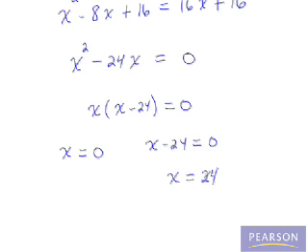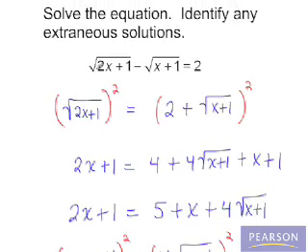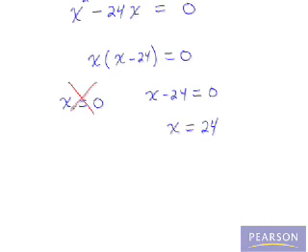So currently we have 2 possible solutions, 0 or positive 24, and we need to check our solutions by substituting them into the original problem. So let's check out 0 first. When we go up to the original problem, 2 times 0 is 0. 0 plus 1 is 1, and the square root of 1 is 1. Again, letting x be 0, 0 plus 1 is 1, and the square root of 1 is 1. However, 1 minus 1 does not equal 2. So 0 does not work. 0 is an extraneous solution, so it is out.